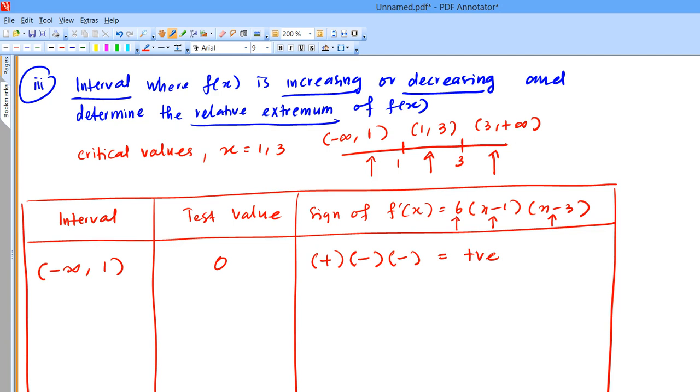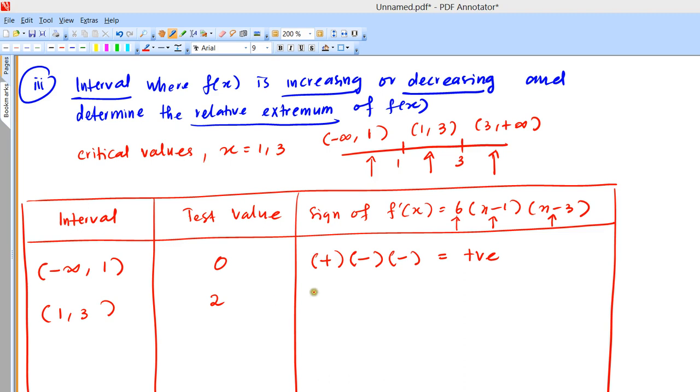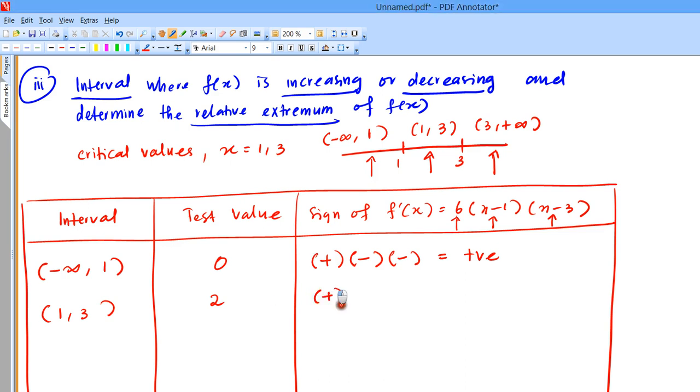Next, the second interval, 1 to 3, and you can choose x equal to 2. Sign of f prime x: for the first term, we have 6, meaning a positive sign. Second term, 2 minus 1, positive sign. And then the third term, x minus 3, 2 minus 3, we get negative. So positive times positive times negative equals a negative sign.